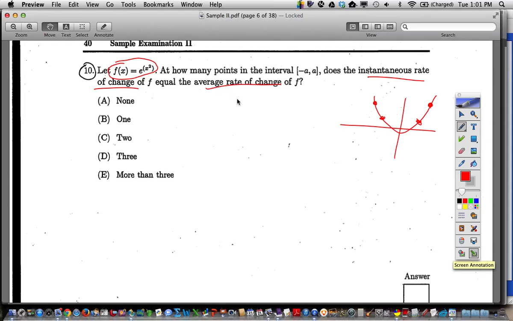Now let's say you hadn't thought of that. Let's say you didn't think even odd function, and you didn't think about that idea. Let's say you just decided to set that up. So you said, okay, instantaneous rate of change makes me think derivative. So derivative of this would be what? E to the x squared times 2x, right? And that's got to be equal to the slope between 2 points. There's your 2 points right there.